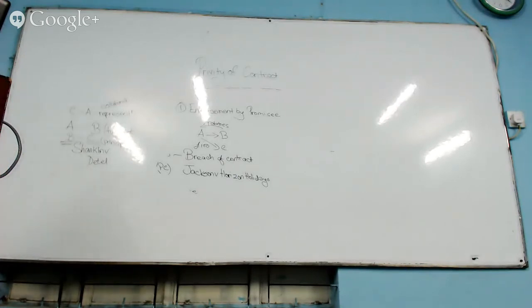In Shanklin versus Dettel, the court held that A was entitled to bring an action for breach of contract on the ground that there was a collateral contract between them.